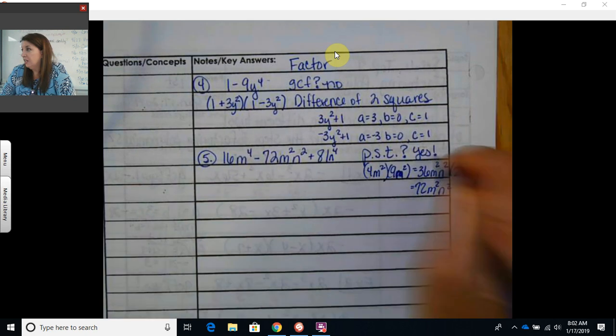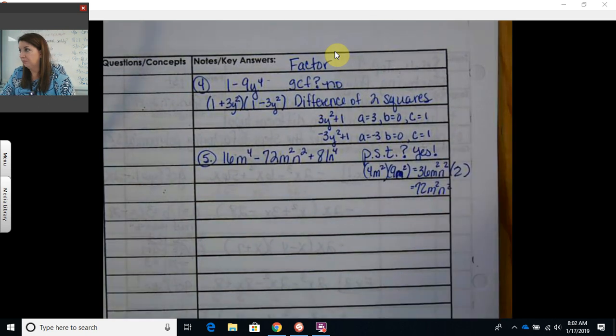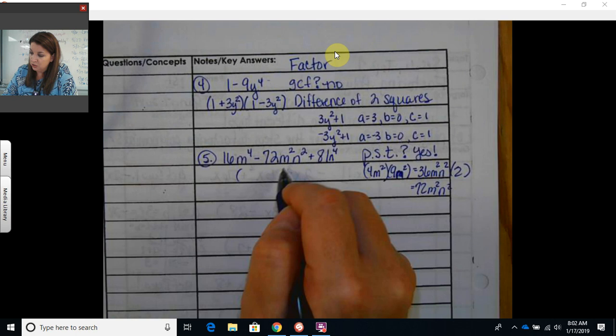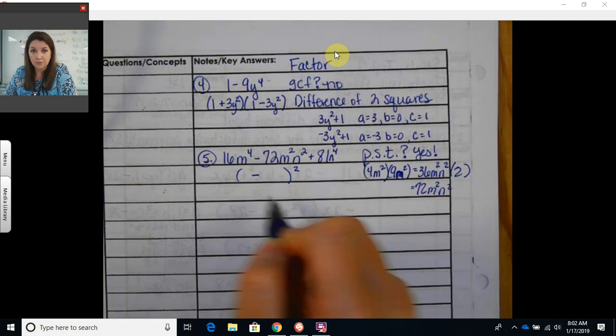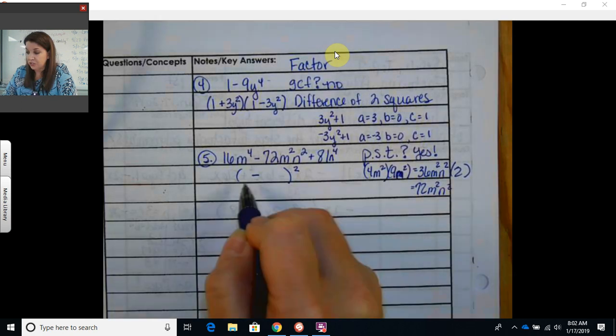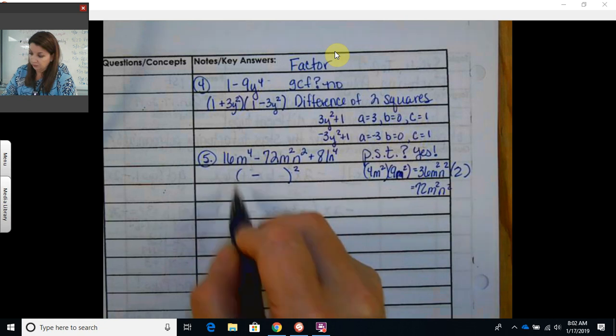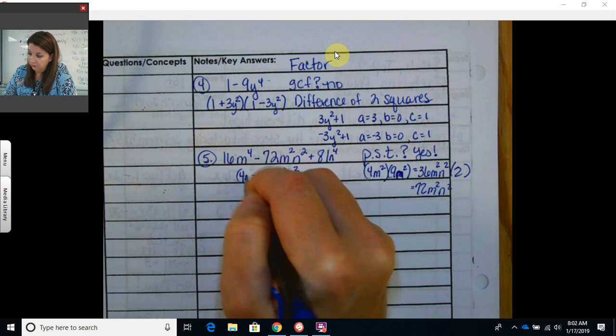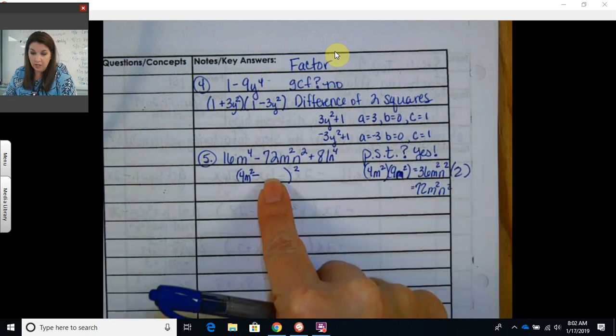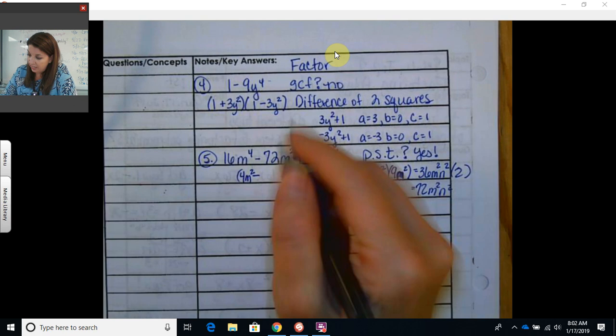But we know how to factor those really easy. Perfect square trinomials have 2 identical factors. So we just make one set of parentheses and we square it. The sign is the sign of the middle term. The first term is the square root of the first term. So that's what? 4m squared. The last term is the square root of the last term, which is 9n squared.